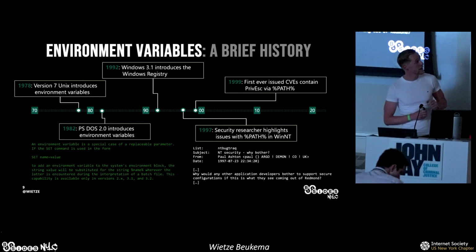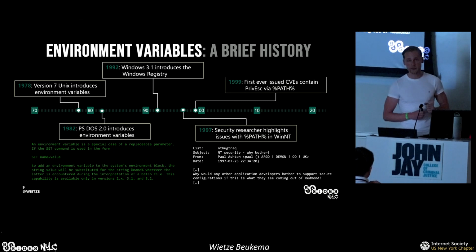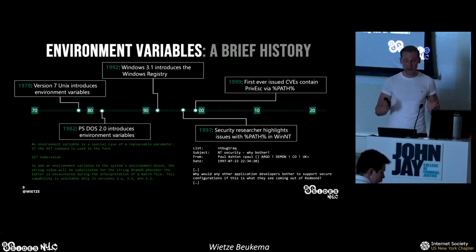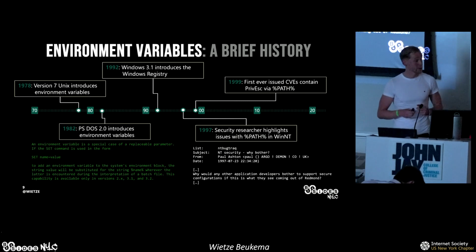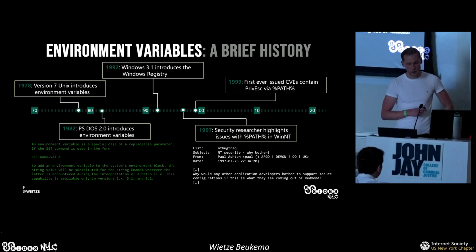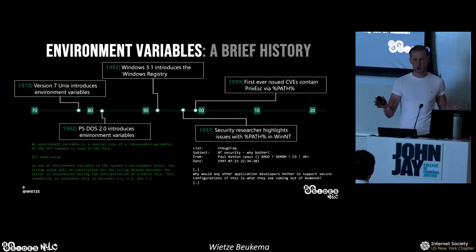And then close to the start of the millennium, the first ever CVEs were issued, and as part of the first batch, there was actually a privilege escalation issue that involved environment variables. So, long story short, it solved a very legitimate problem, environment variables. I would argue in Windows it's been replaced by something that's more robust and more flexible. But what we see is that over time, it has caused lots of issues, unforeseen things.